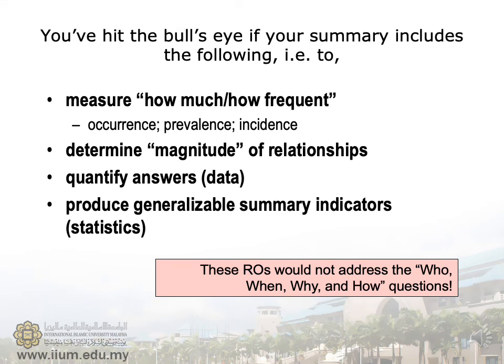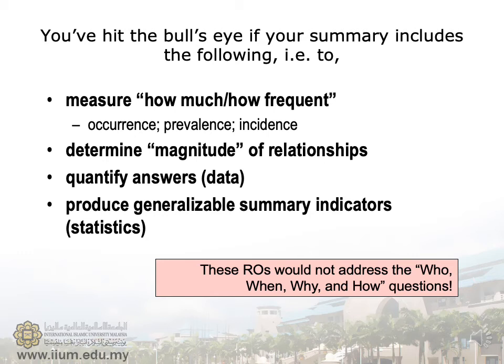You hit the bull's eye if your summary includes the following. First, quantitative research examines the frequency, incidence, and prevalence of particular phenomena, which are the COVID-19 related stress, psychological readiness, and academic motivation. This means to say that quantitative research questions focus on how much, how frequent.